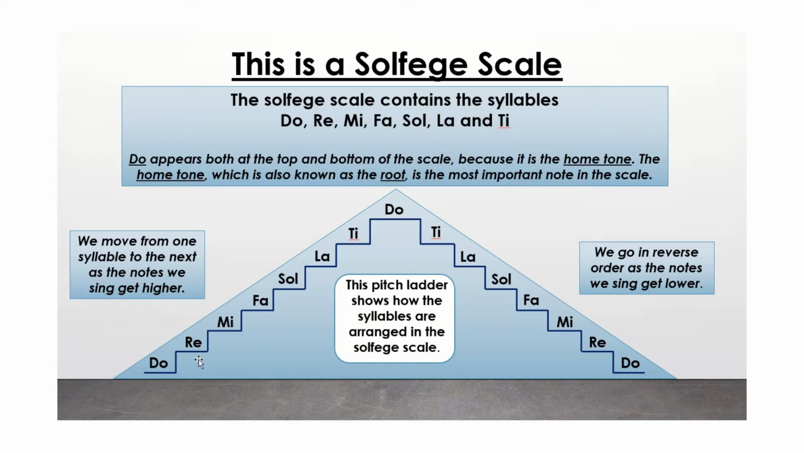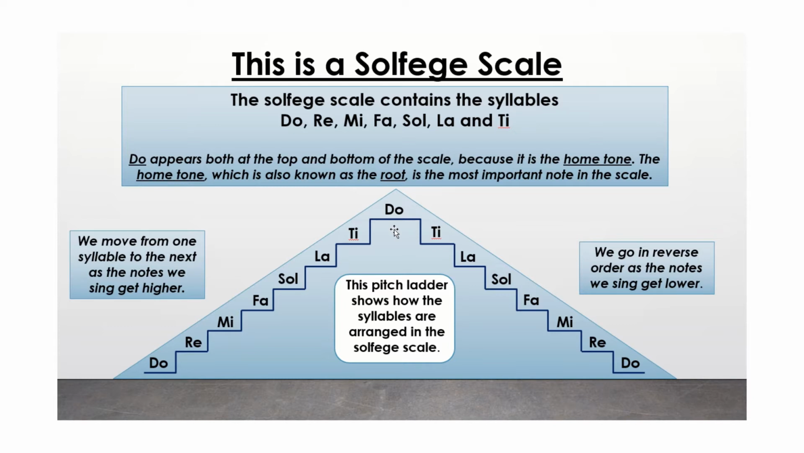When we move up from do, we go to re. Our next syllable is mi. Fa is higher than mi. And then we move up to so, up to la, up to ti, and then we get back to our home tone, do.